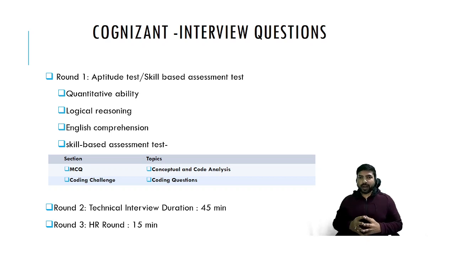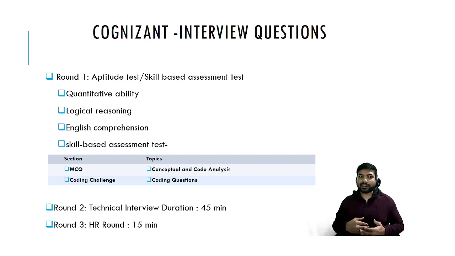If I start with the Cognizant interview questions, the first round is an aptitude and skill based assessment, which includes your quantitative ability, logical reasoning, English comprehension, and a skill based assessment. The skill based assessment contains different sections like MCQ, multiple choice questions, which include conceptual and coding analysis, and a coding challenge, where you will find the coding interviews.